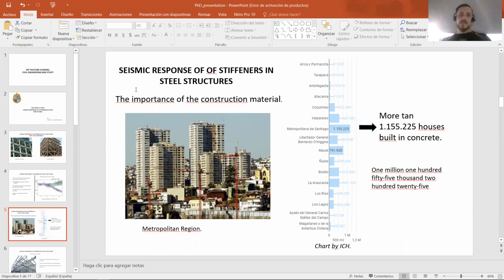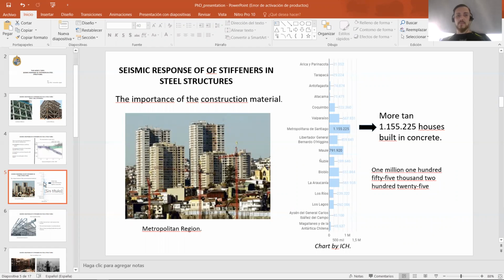So, what is the importance of the construction material? We see here that in the metropolitan region in Santiago, there are more than 1,155,225 houses built in concrete. And there are much fewer structures or houses built in steel. And that's just because steel doesn't have a really good behavior against earthquakes.